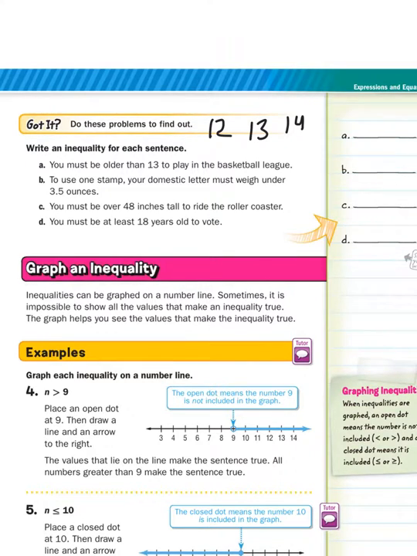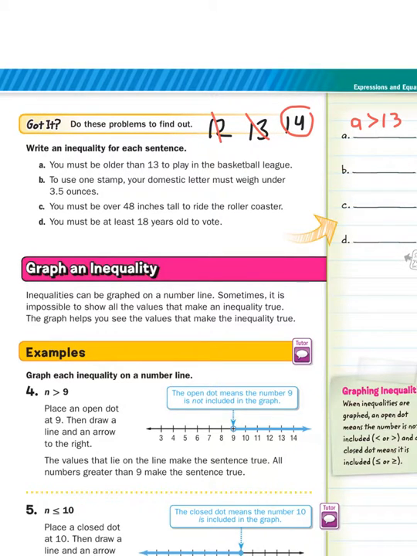Alright, so here's what I'm going to do. You must be older than 13. That means can't be 12. Can't be 13. You must be older than 13. So your age has to be greater than 13. Can't be greater than or equal to because 13 isn't part of that.